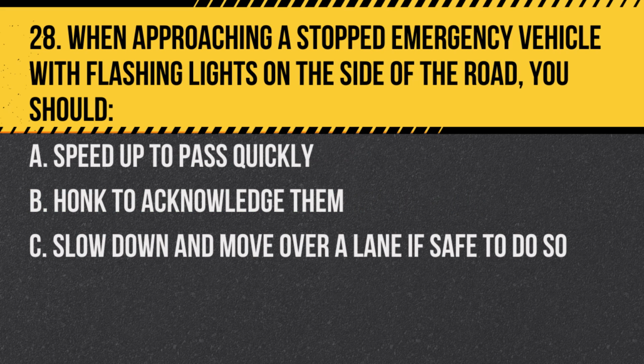Question 28. When approaching a stopped emergency vehicle with flashing lights on the side of the road, you should: A. Speed up to pass quickly. B. Honk to acknowledge them. C. Slow down and move over a lane if safe to do so. Answer: C. Slow down and move over a lane if safe to do so. This is known as the move over law and helps protect emergency personnel.